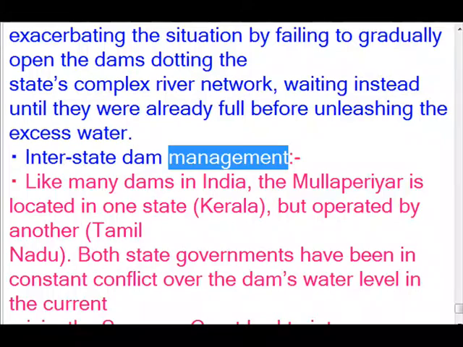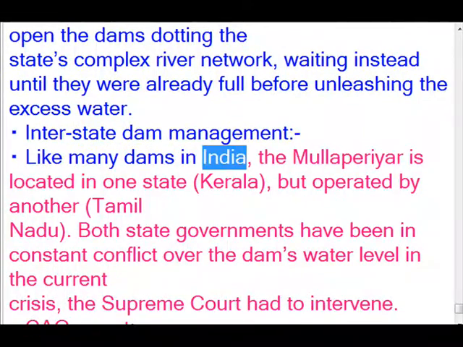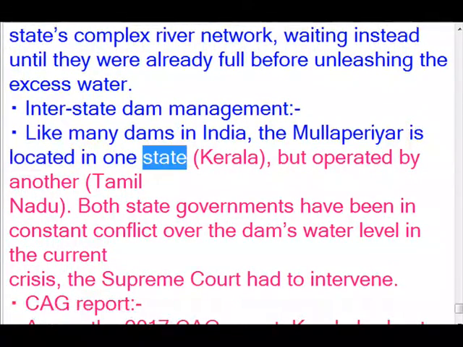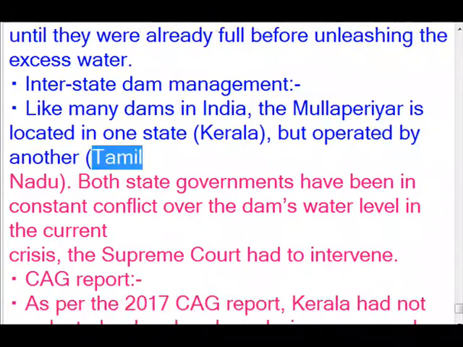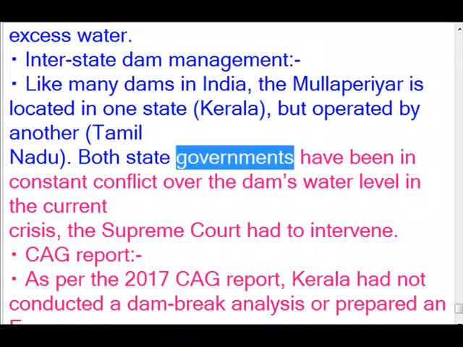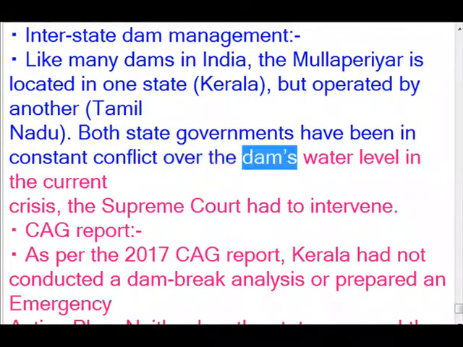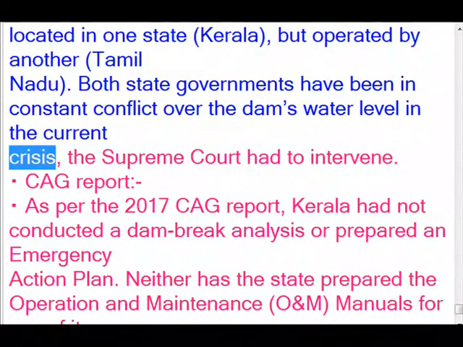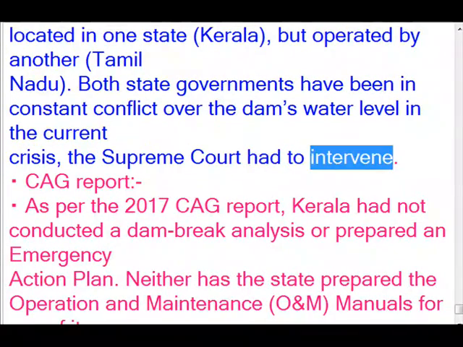Interstate Dam Management. Like many dams in India, the Mullaperiyar is located in one state, Kerala, but operated by another, Tamil Nadu. Both state governments have been in constant conflict over the dam's water level in the current crisis. The Supreme Court had to intervene.